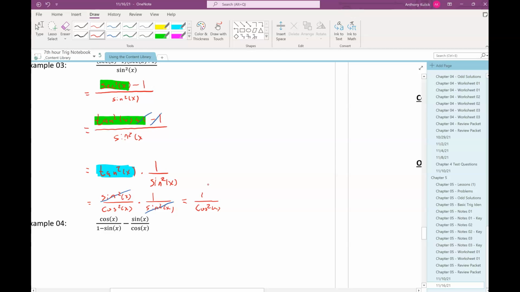Is there an identity that I could use? Probably is. In fact, it's one you already know. What's the reciprocal of cosine? Secant. So this is just secant squared. And now we're down to a single trig function. You can't do better than that.